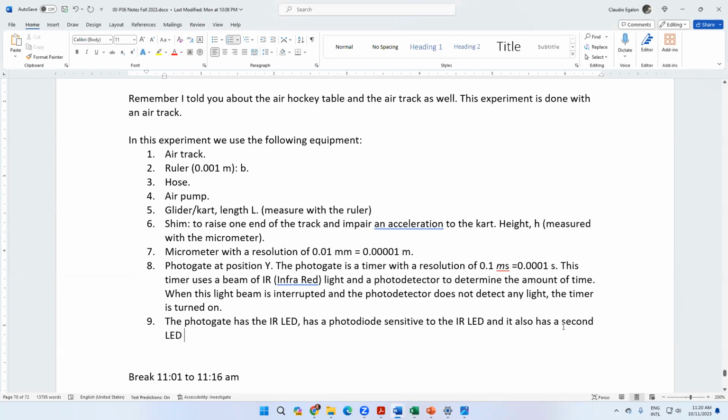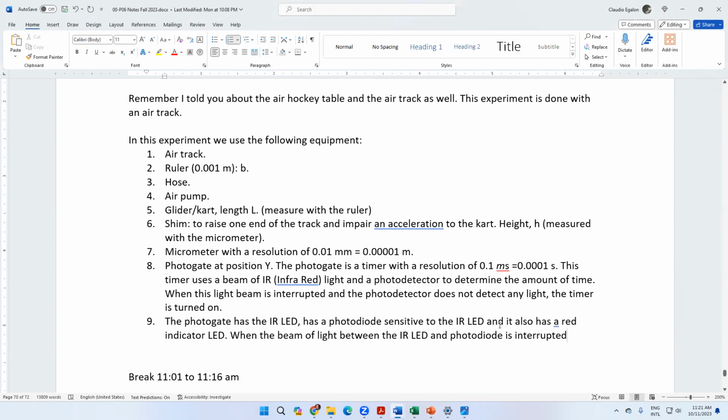It also has a red indicator LED. When the beam of light between the infrared LED and the photodiode is interrupted, remember the photodiode is just like an eye, right? The photodiode tells you whether the light is on or off.